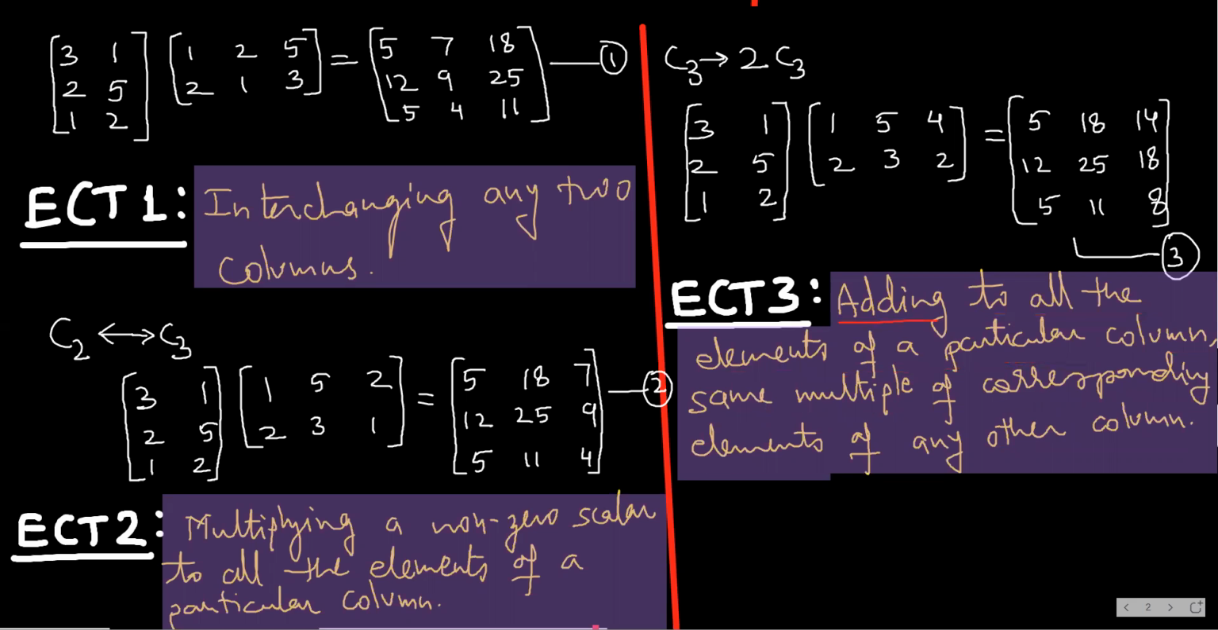Okay, what are we going to do? We will select a particular column from the postfactor matrix, and then to all the elements of that column we will add the same multiple of corresponding elements of any other column. Say for example, I select C3, and I wish that to all the elements of C3 I add 3 times C1. So I will multiply 3, and then I will add correspondingly.